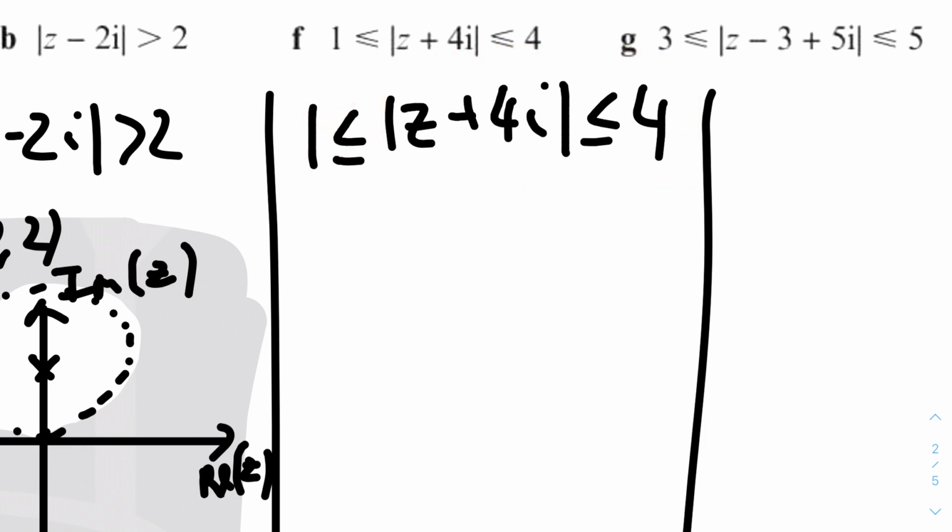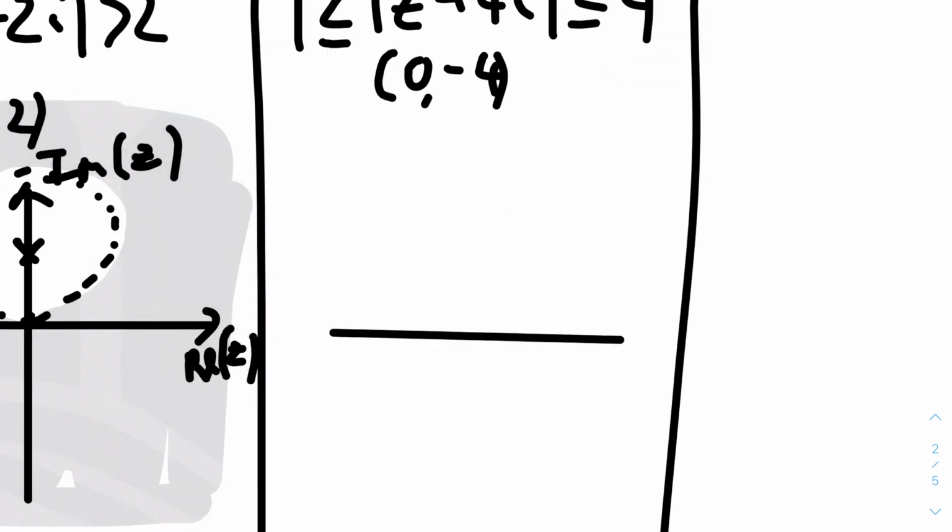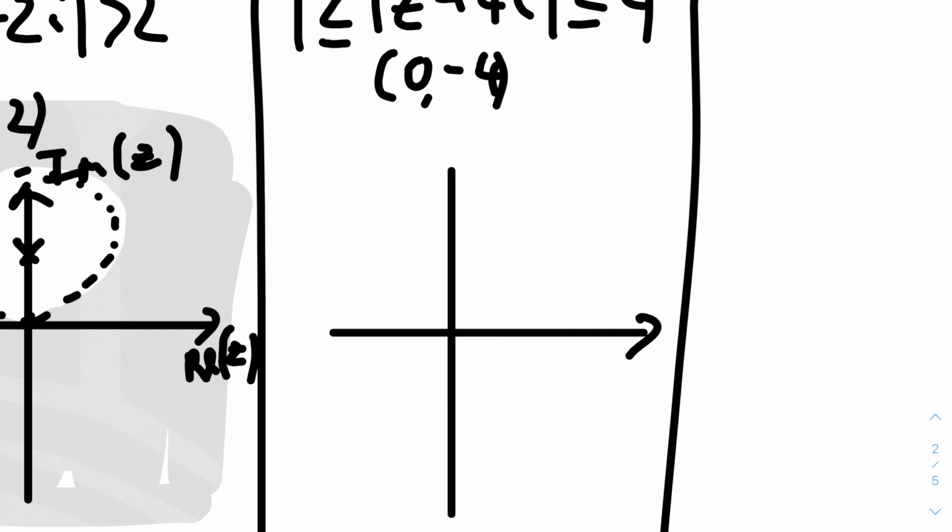So the center is at 0, minus 4, right? Because this is basically minus 4 in the center. So we have to draw a circle with radius 1 and a circle with radius 4. So let's just go through this together. So this is the real axis and the imaginary axis. So the circle is at center 0, minus 4, so this is minus 4. So the first circle has radius 1.